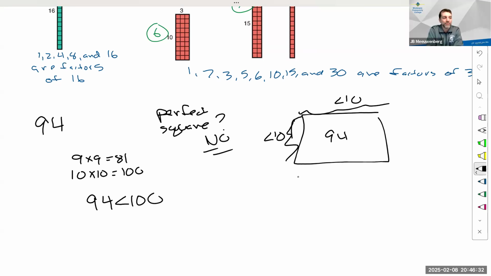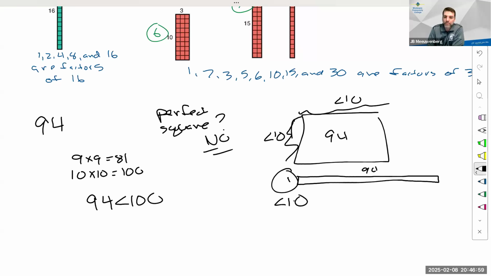Well, obviously, if we were making an array, we could make one that was 1 by 94. So we could certainly have one side that's longer than 10. But the other side is going to get maxed out. Once we get to that squarest array, they're going to start decreasing again, right? All rectangles for 94 will have at least one dimension less than 10, right? So one side will always be less than 10, okay?